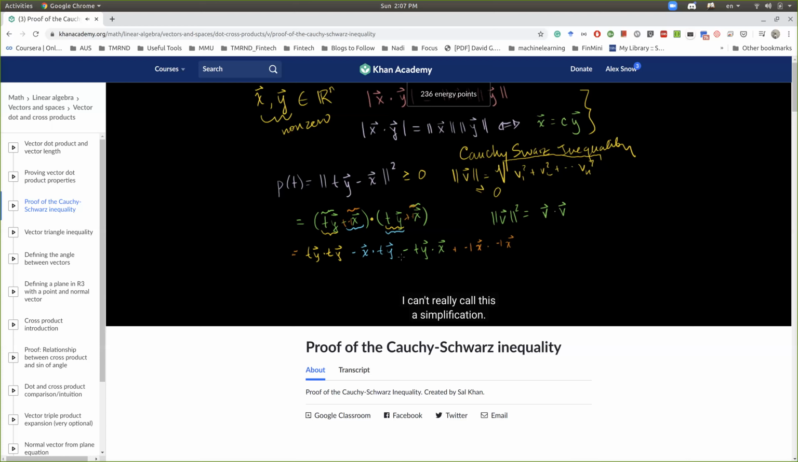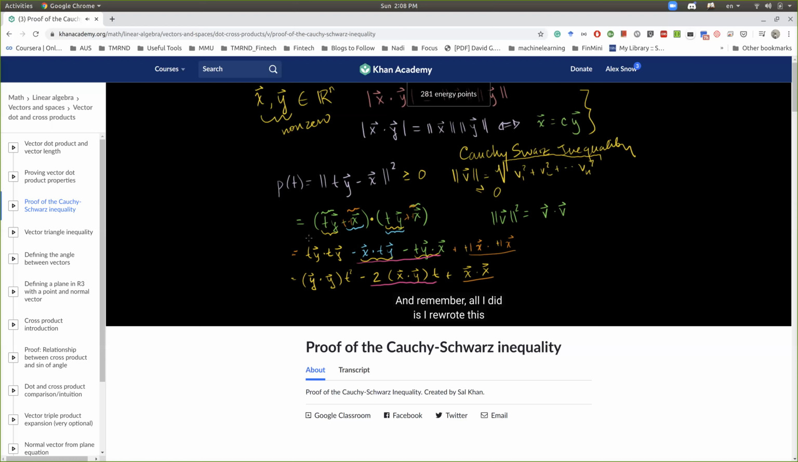I can't really call this a simplification. But we can use the fact that the dot product is commutative and associative to rewrite this expression. This is equal to y dot y times t squared, since t is just a scalar, minus 2 times x dot y times t. These two terms result in that term. Then the minus 1 times minus 1 cancel out, so you're just left with plus x dot x.